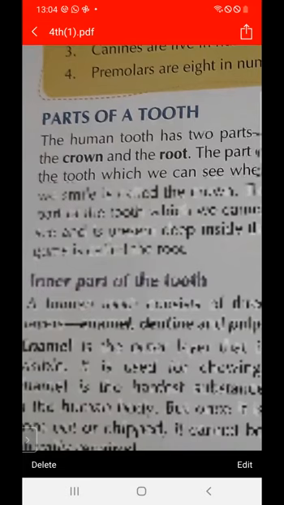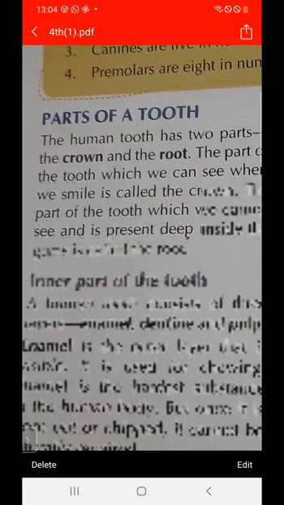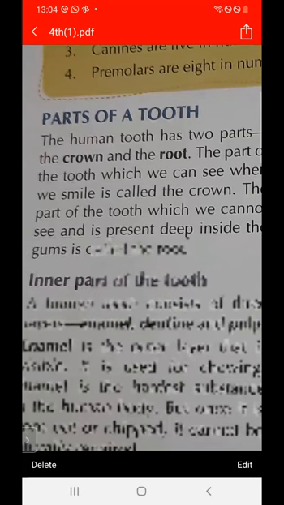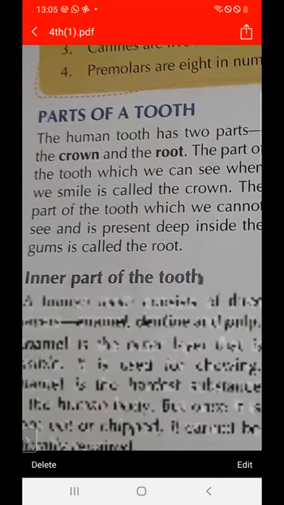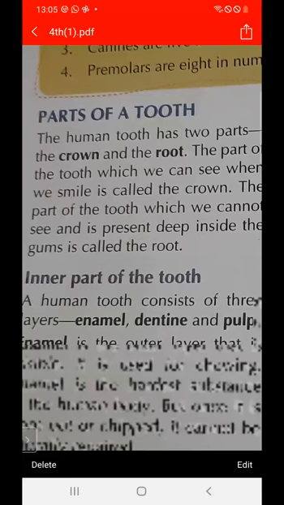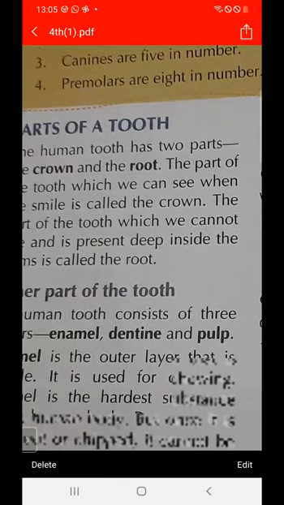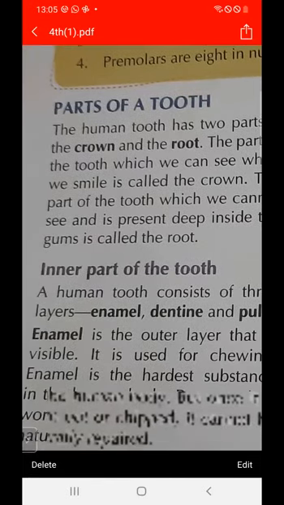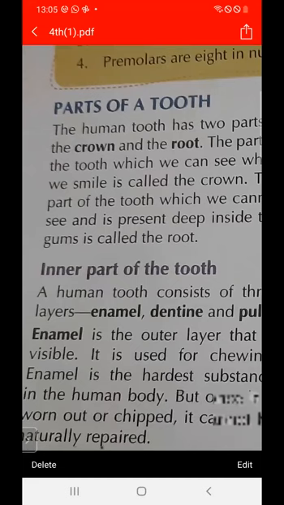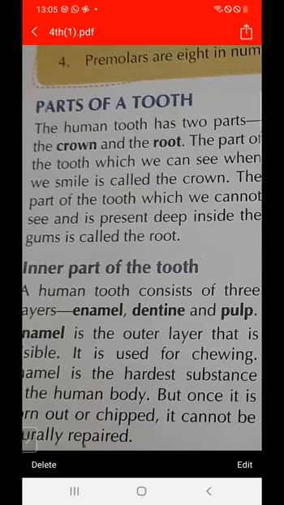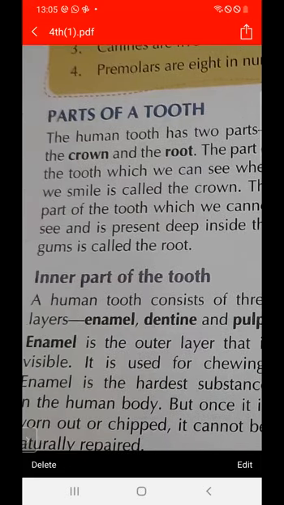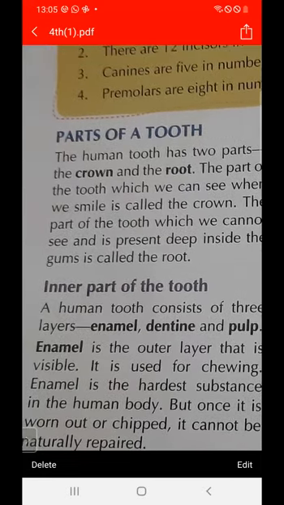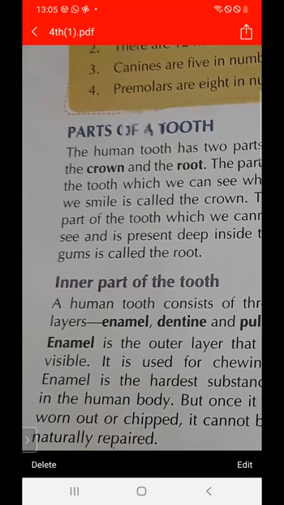Next is parts of the tooth. A tooth has two parts: first is the crown and then the root. The part of the tooth which we see, through the smile, is called the crown, and the part of the tooth which we cannot see is called the root. And what are the inner parts of the tooth? Enamel, dentine, and pulp. So it has three parts: enamel, dentine, and pulp.